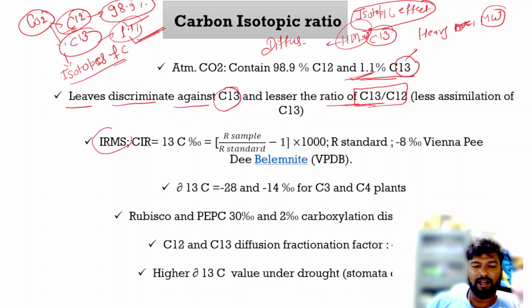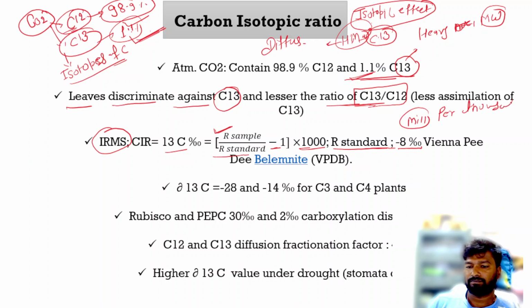Also, this IRMS, isotopic ratio mass spectrometer, calculates by the formula R sample upon R standard minus 1, into 1000. So R standard for the C13 is minus 8 per mil. What is per mil? This is per thousand. Okay, and it is measured against the standard taken from the Vienna PDB, Belemnite, PDB. Okay, so these are the discrimination factors for delta 13C.